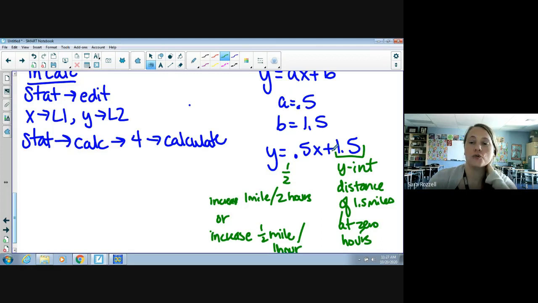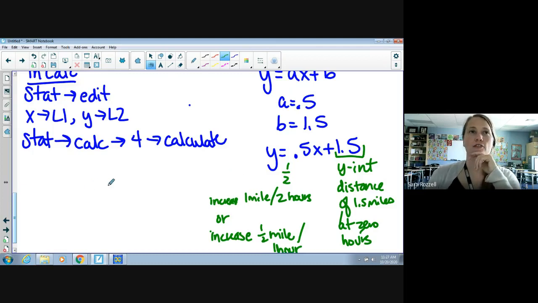Okay. So you will have to interpret, once you get these equations, what the y-intercept meant and what the slope meant. So just think about what it means. Y value goes on top, x value goes on bottom for slope. Up and over or down and over.